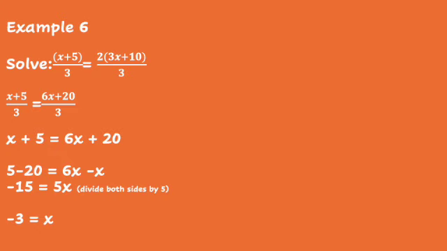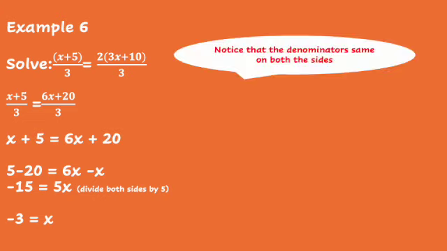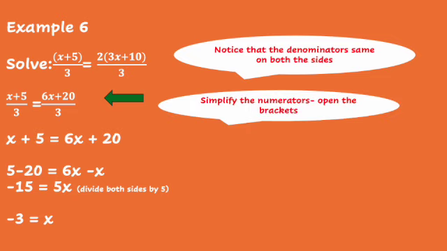In our next example, we have (x plus 5) divided by 3 equal to 2 times (3x plus 10) divided by 3. Here you can notice the denominators are the same on both the sides. So in the next step, we just open the brackets on the right hand side. So we get (x plus 5) divided by 3 equal to (6x plus 20) divided by 3, because on the right hand side in the numerator, we are multiplying each term of the bracket by 2.